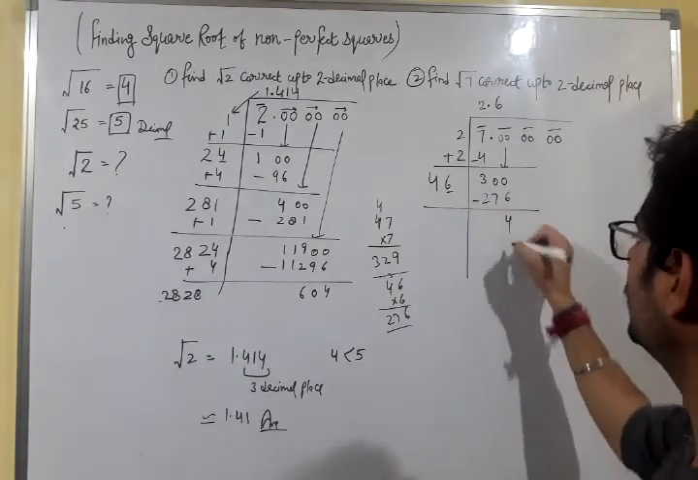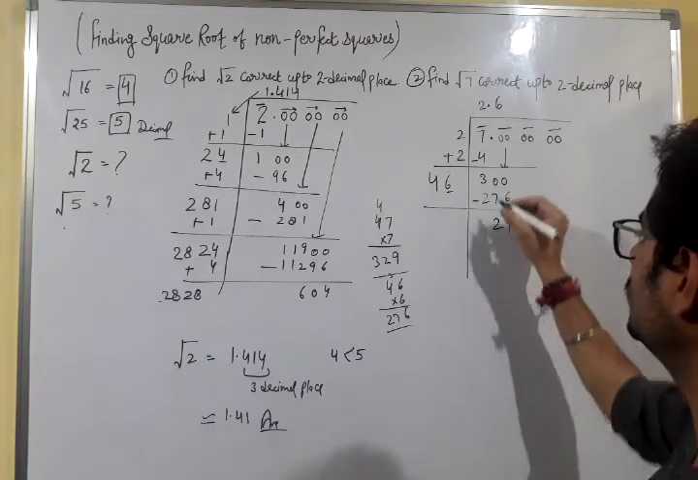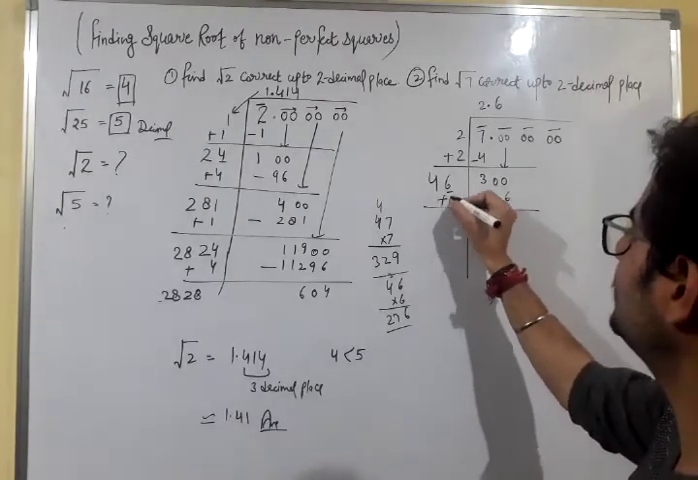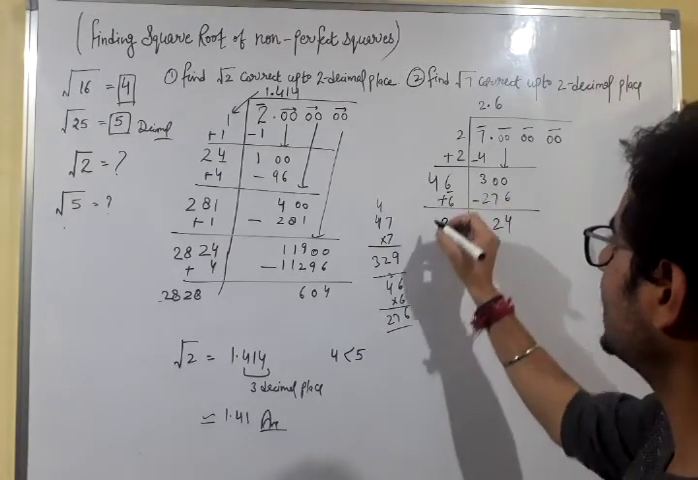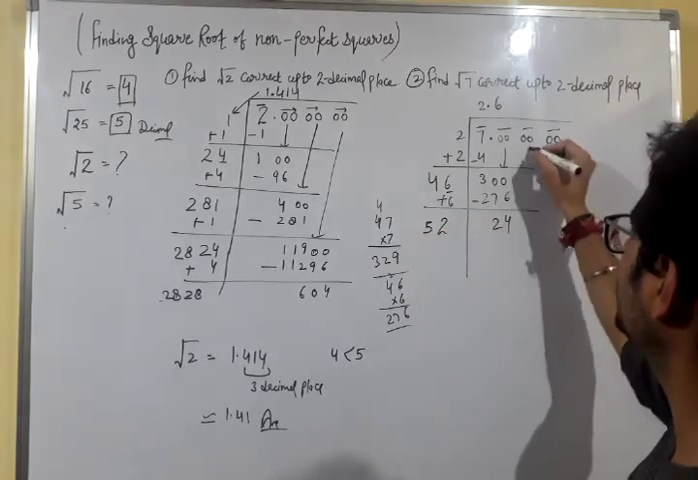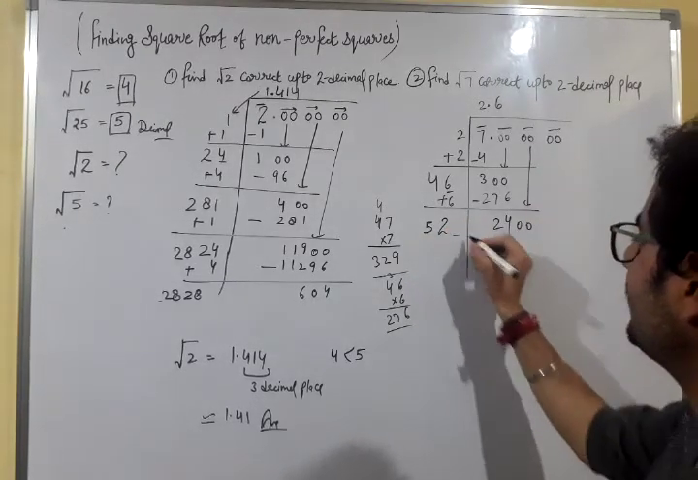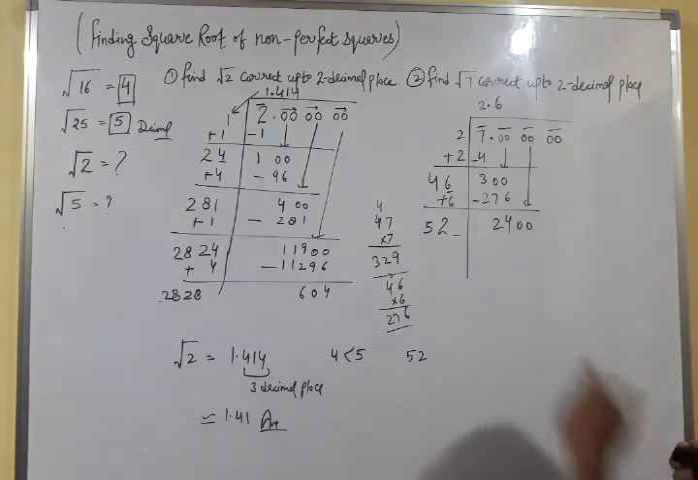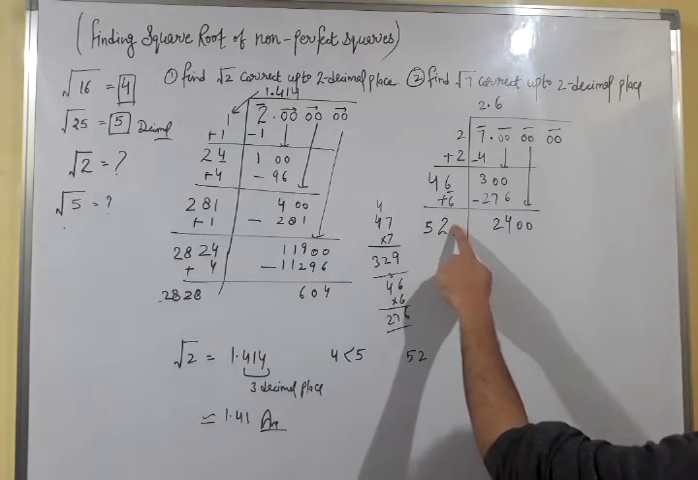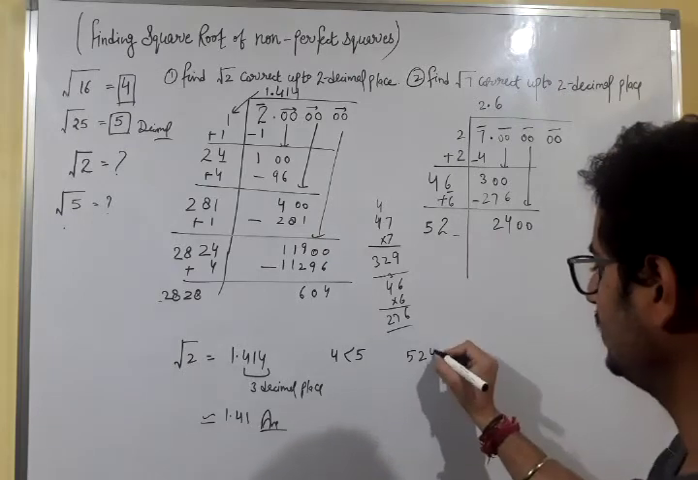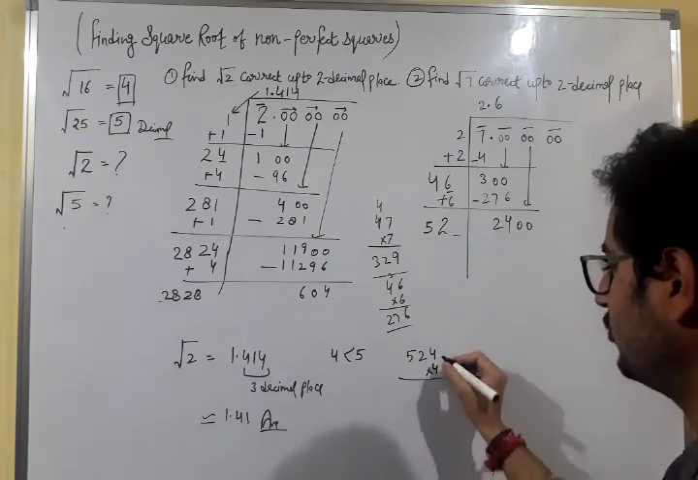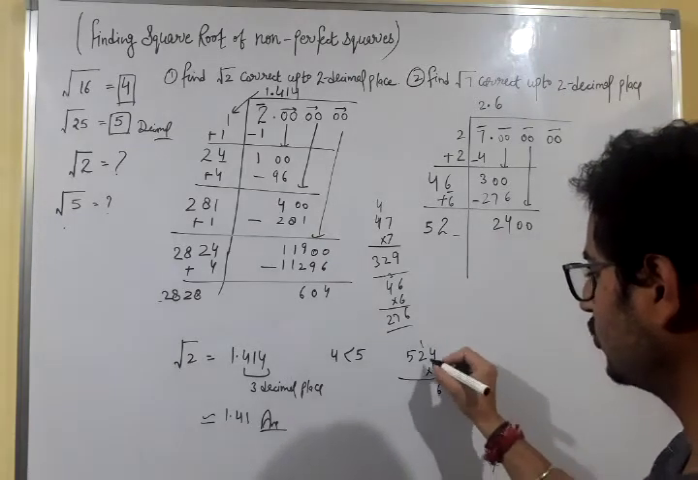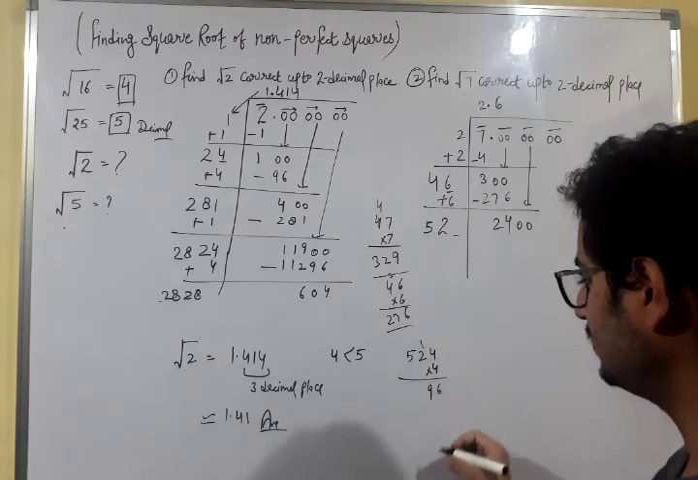10 minus 6 is 4. 9 minus 7 is 2. 2 minus 2 is 0. 6 will be added to 6. 6 and 6 are 12. Carry 1, 4 and 1 is 5. We will carry the next 0. We have to write some number here, 52. What should we write here? 4. If we write 4, we will multiply by 4. 4 4s are 16. 4 2s are 8 and 1 is 9.